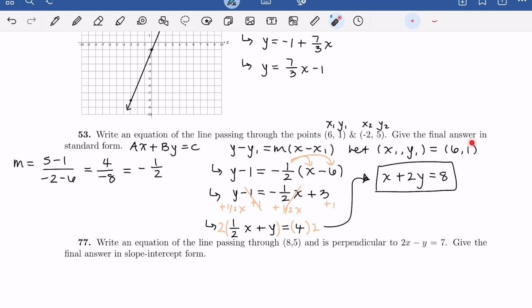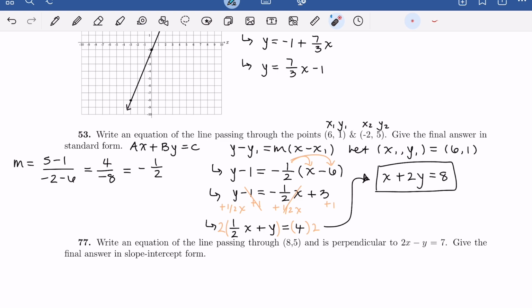Now, if the question didn't ask us to give our final answer in standard form, we could have, from this step here, just isolated y and then got it in y is equal to mx plus b, or point slope form. Okay, so just pay attention to what the question asks.